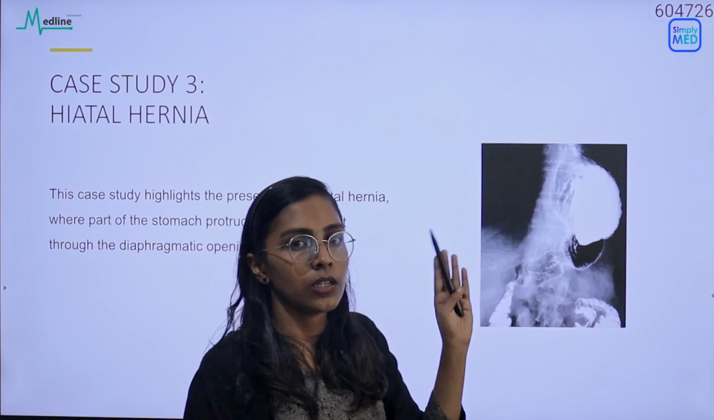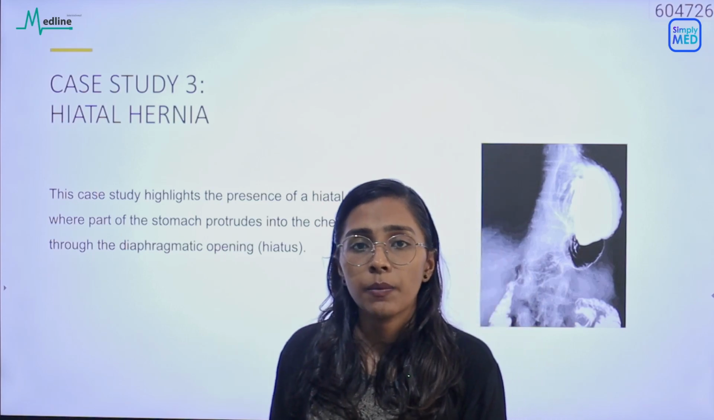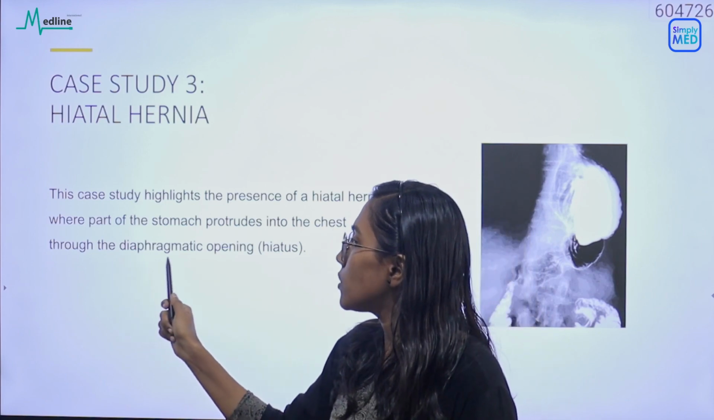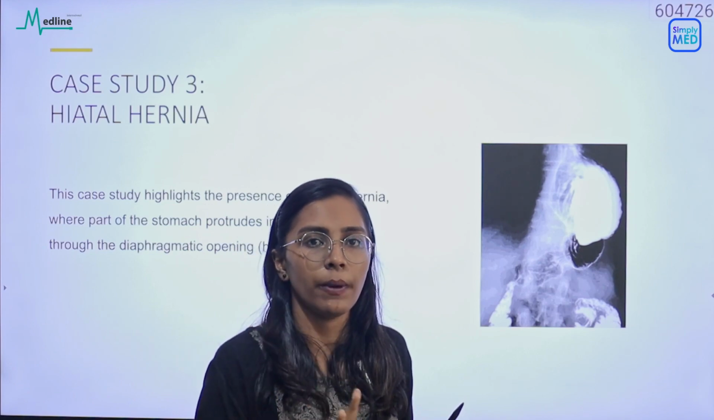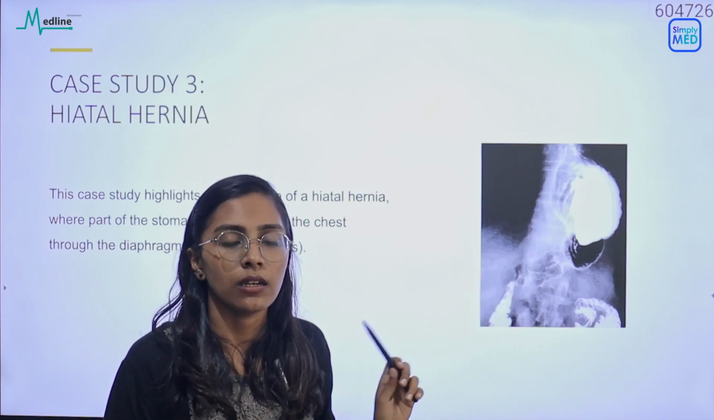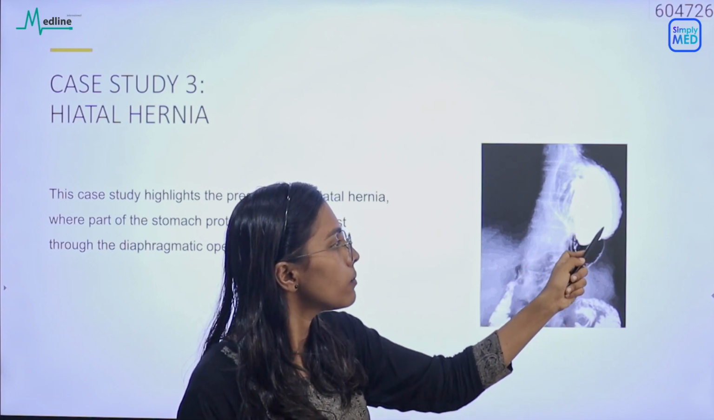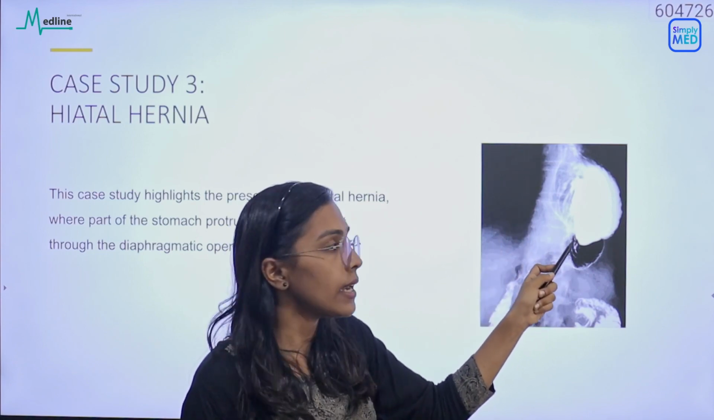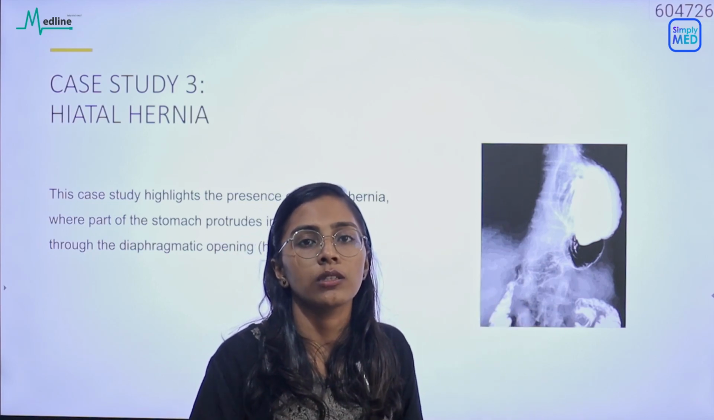This is a usual finding on our barium meal study. This case study highlights the presence of hiatal hernia, where part of the stomach protrudes into the chest region through the diaphragmatic opening, that is the hiatus. Hiatus simply means an opening through which some part can come outside. This is how a diaphragmatic hiatus hernia looks. The normal contents of the stomach should be lying below the diaphragm, but here the contents are above the diaphragm, right? This is a usual condition that we come across in our department.